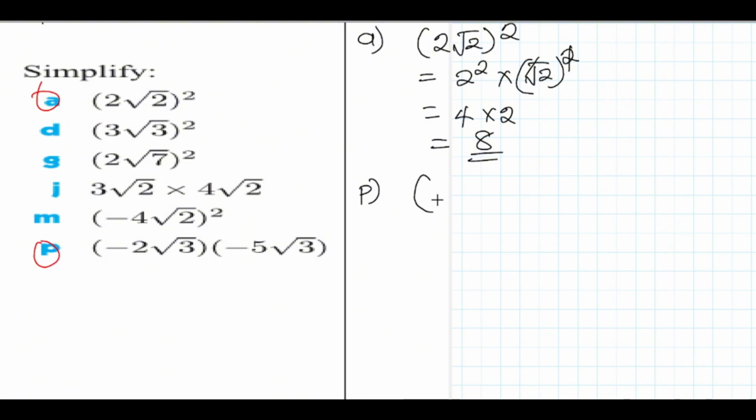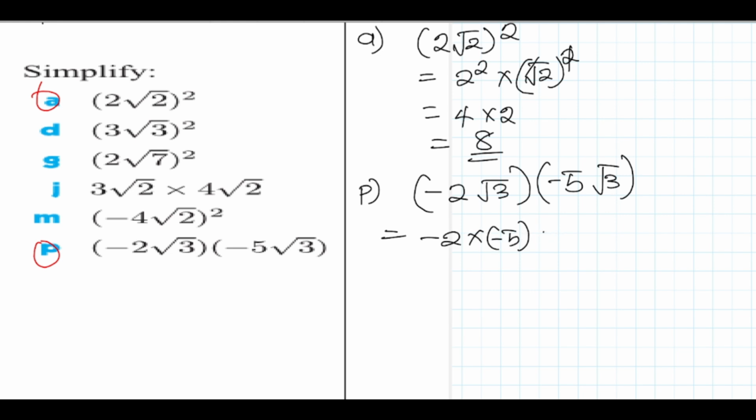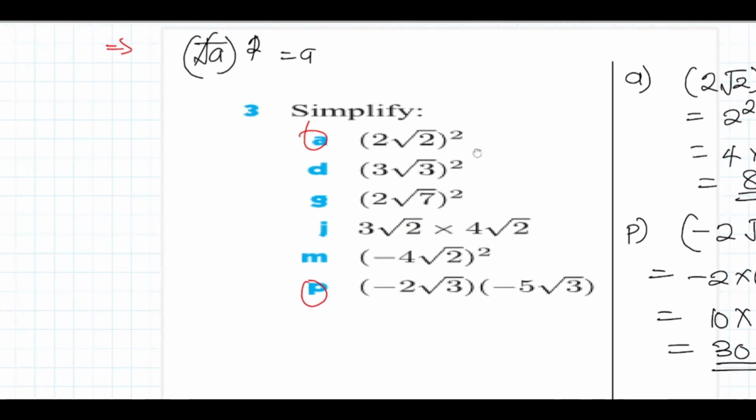P, minus 2 root 3 into minus 5 root 3. So this is like multiplication of surd. So we multiply the number outside by the number outside, multiply the surd by the surd. So we have minus 2 times minus 5 multiplied by root 3 times root 3. That will be root 3 squared. Square cancels square root. Minus times minus here is plus. 2 times 5 is 10. And that will be 10 times 3, which is 30. So this is how you can simply multiply surd. So this is surd multiplication.